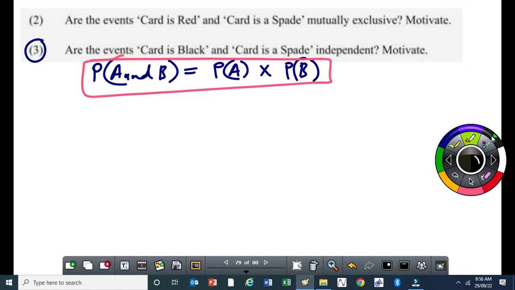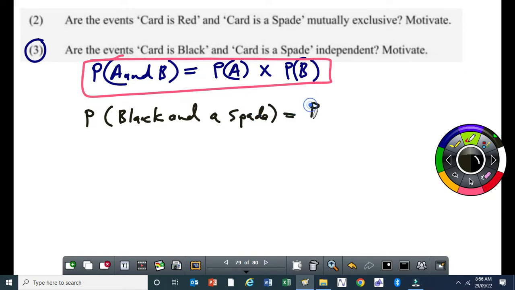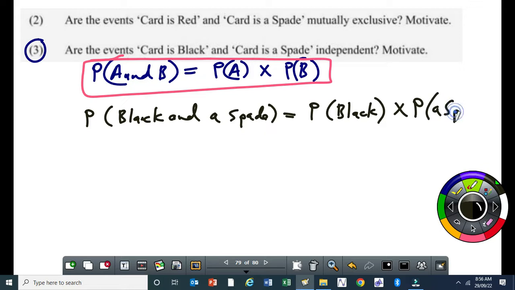Okay? So, the probability of a card being black and being a spade must be equal to the probability of a card being black times the probability of a card being a spade. Okay? So I'm using the multiplication law of probabilities. So any question on independent events, you have to use the multiplication law of probability.